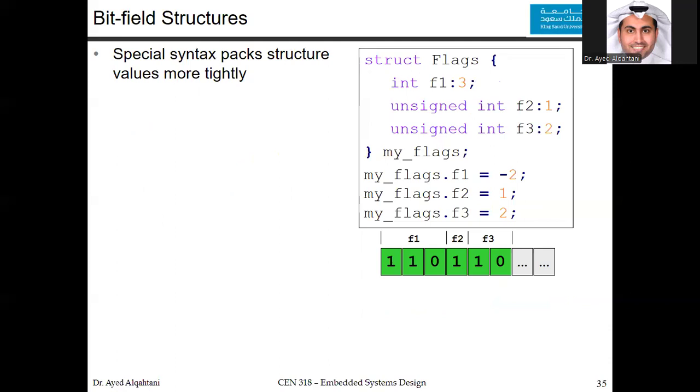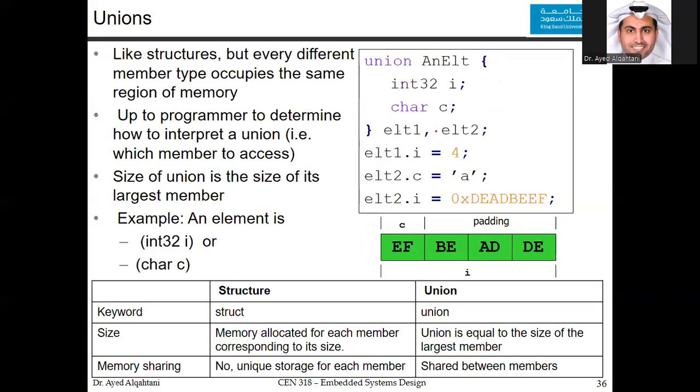And like here, we have my flags. You define it this way. Here, we defined ELT1 and ELT2. And in the union, the difference between the union and the structure is listed here in this table, where the structure, the keyword is struct, for the union is union. In the structure, the memory is allocated for each member by itself. For the union, the size of the union will be equal to the size of the largest member. And the reason for this is the next point, the memory sharing.